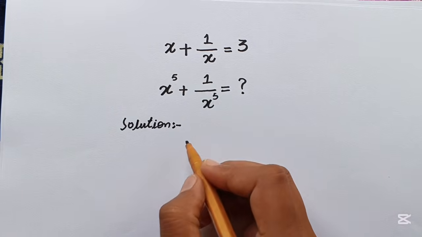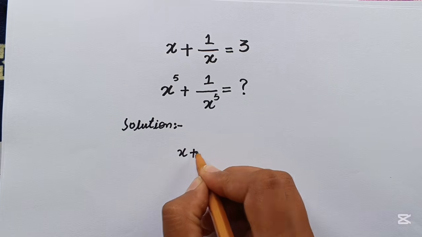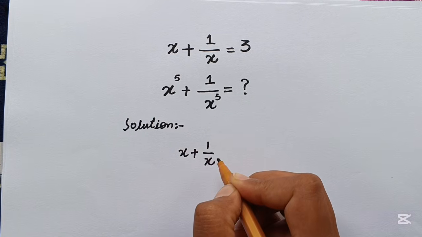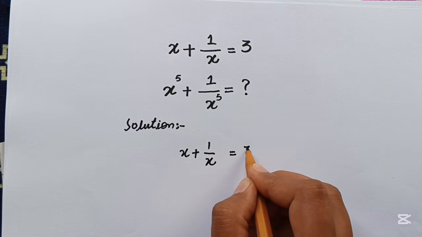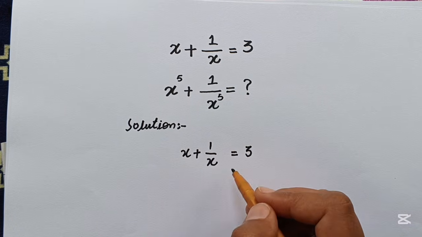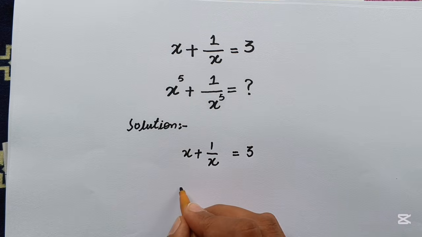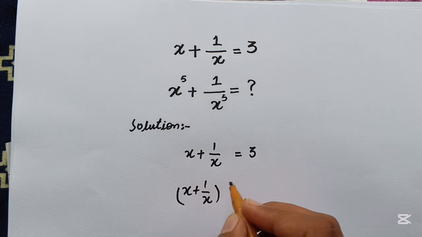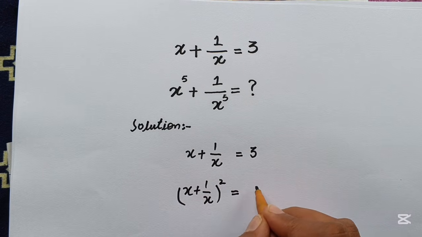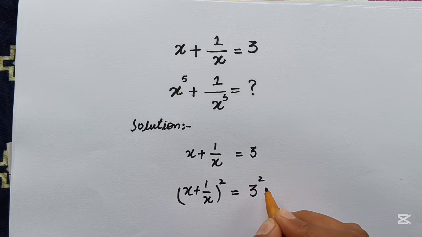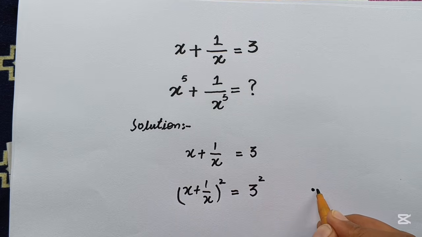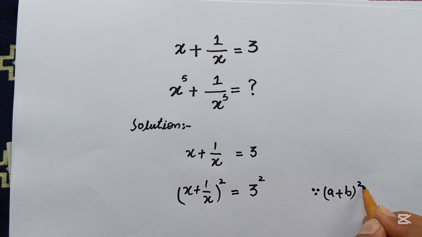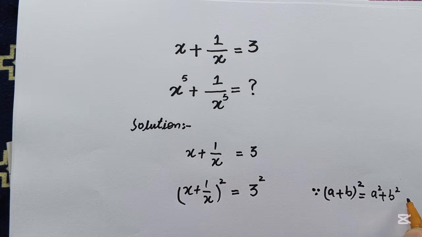x plus 1 over x equal to 3. Now first step is taking square on both sides. So x plus 1 over x whole square equals 3 square, and x plus 1 over x whole square is algebraic formula a plus b whole square. This is a very famous formula and equal to a square plus b square plus 2ab.